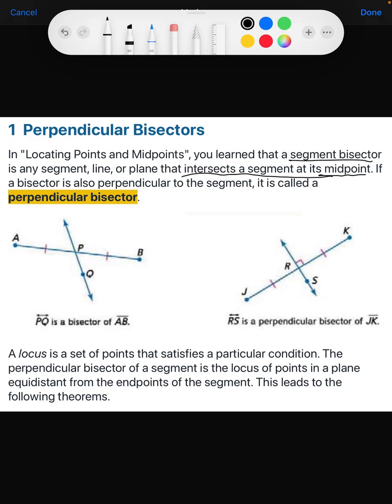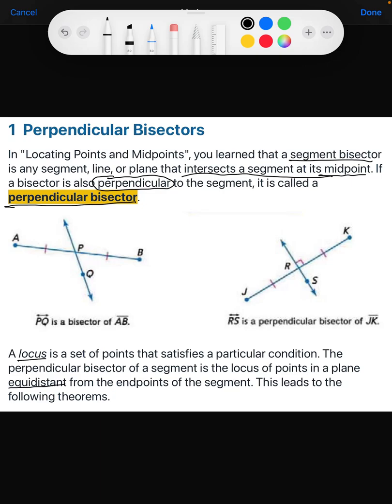If a bisector is also perpendicular to the segment, it's called a perpendicular bisector since it's perpendicular. A locus is a set of points that satisfies a particular condition. The perpendicular bisector of a segment is the locus of points, or all the points in a plane, equidistant. So equidistant means equal distance from the endpoints of the segment. This leads to the following theorems.